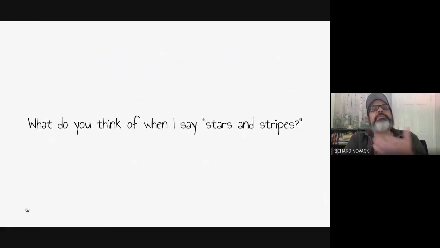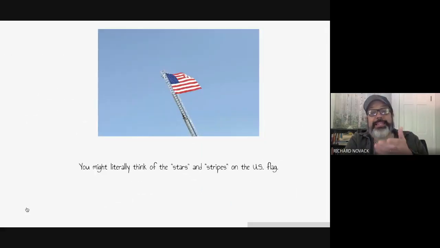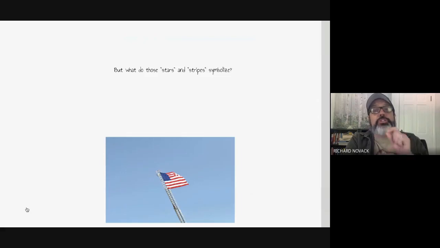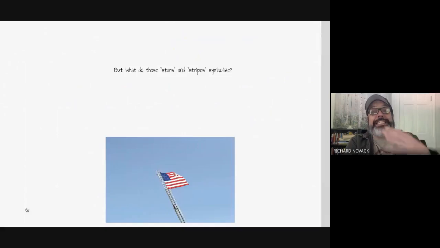Symbols are these things that pop up in literature, and they're usually a thing or a person, but they represent something larger than that, right? Much bigger. And we see them come back again and again in the story. So for example, what do you think when I say stars and stripes? You probably think of the stars and stripes on the US flag. There are literally stars and stripes on that flag, right? But what do those stars and stripes symbolize? They symbolize these bigger ideas of the 13 colonies and the 50 states, right?